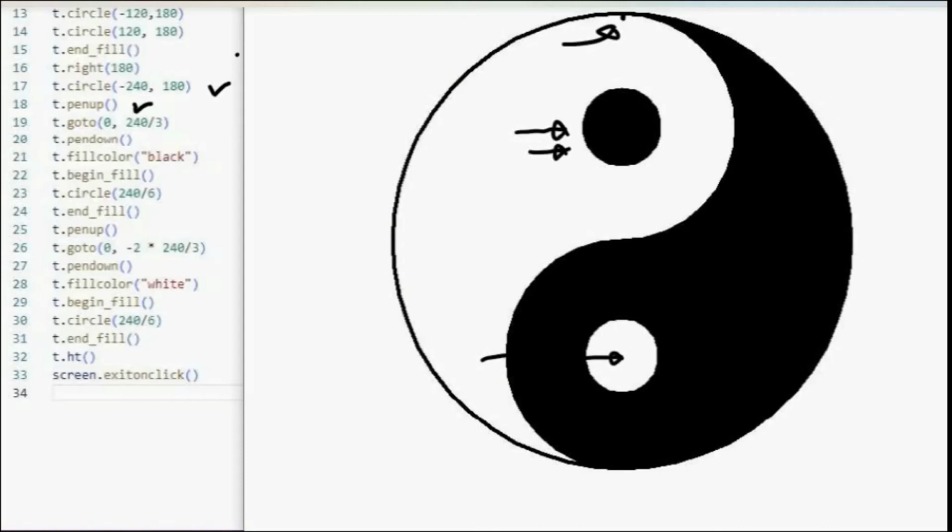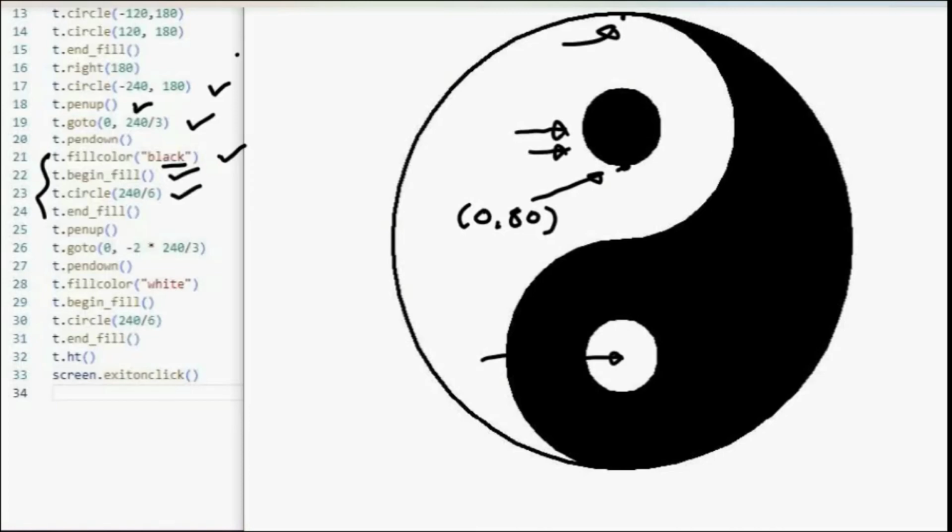And the starting point for the smaller circle is 0, and then the y value is 240 divided by 3. Okay, 240 divided by 3, everybody knows it's 80. Okay, once we have the turtle right here, we first specify the color of the small circle. It is black. And then we begin the fill color procedure from number 21 up to number 24. Then okay, number 22, begin fill, and then we start drawing the little circle.